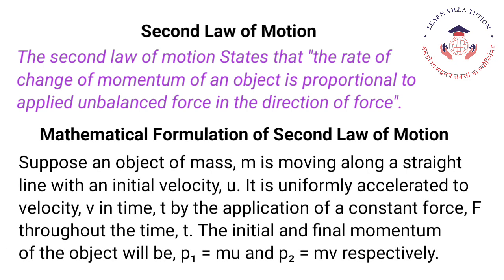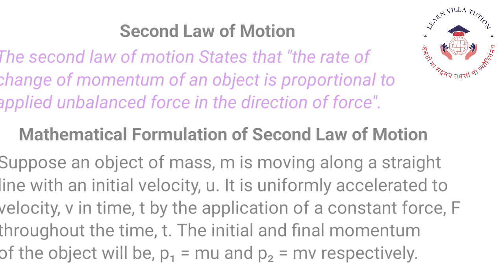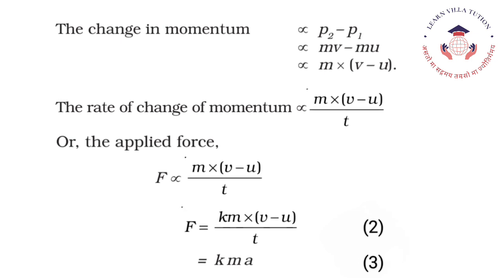Suppose an object of mass, m, is moving along a straight line with an initial velocity, u. It is uniformly accelerated to velocity, v, in time, t, by the application of a constant force, F, throughout the time, t. The initial and final momentum of the object will be p1 equal to mu and p2 equal to mv, respectively. The change in momentum is directly proportional to p2 minus p1, which is directly proportional to mv minus mu, which is directly proportional to m multiplied by v minus u.